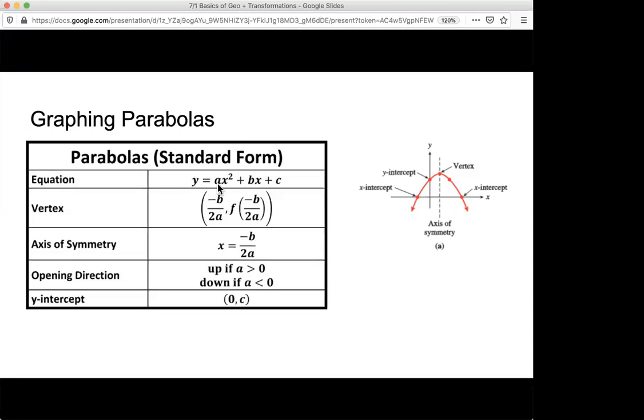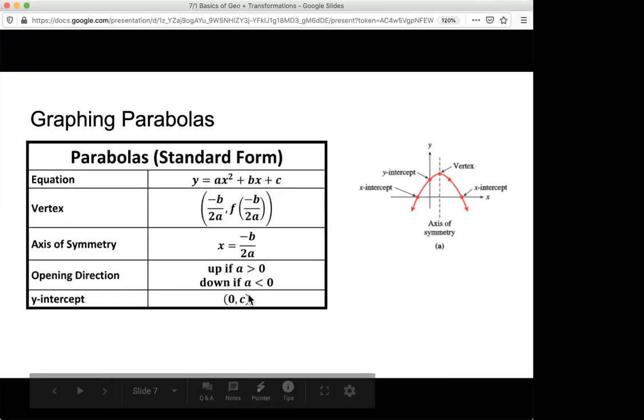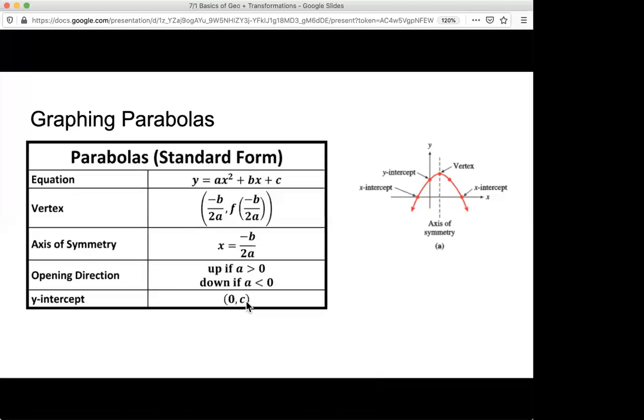And if a is greater than 0, it'll be pointing up. And if a is less than 0, it's going to be pointing down, which is a negative. And again, to find the y-intercept, you would obviously plug in 0 for x, yeah.